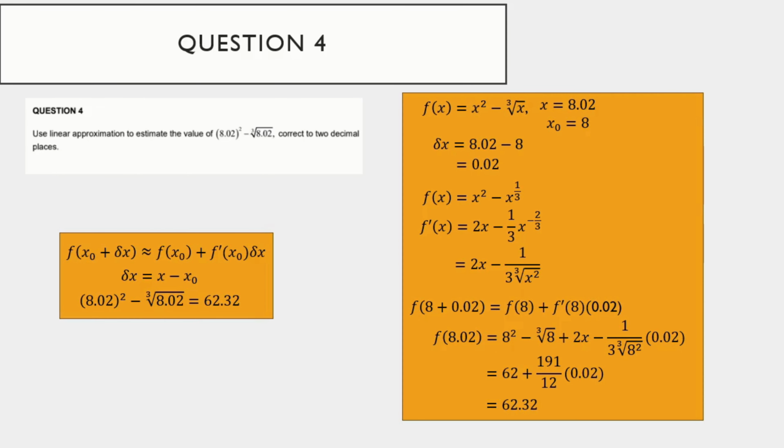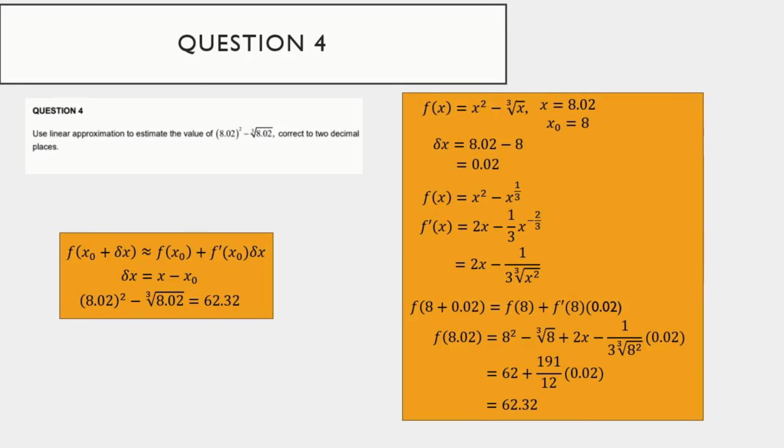For question 4, we are asked to use linear approximation to estimate the value of 8.02 power of 2 minus cube root 8.02, correct to 2 decimal places. So for this kind of question, we will use the formula f(x naught plus dx) approximately equals f(x naught) plus f prime x naught times dx.